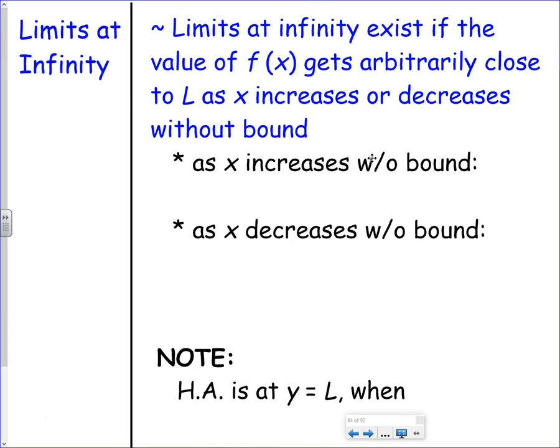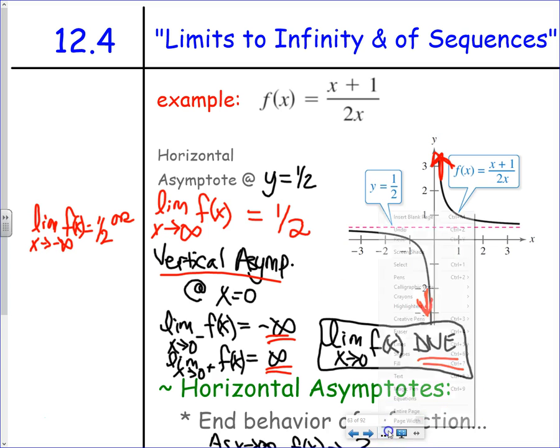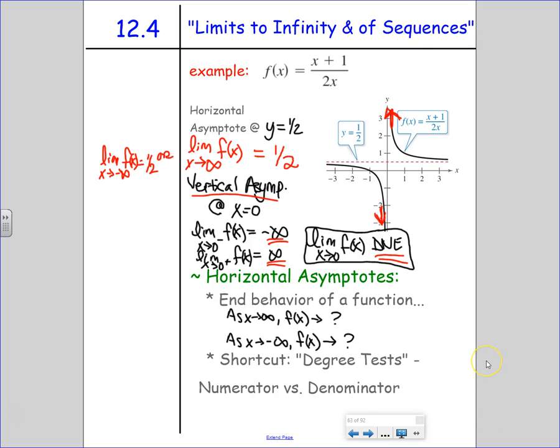Let's get back to section 12.4. Section 12.4, it's time to go to infinity. And we already kind of have gone to infinity a little bit in the answers, right? In the answers to limits.